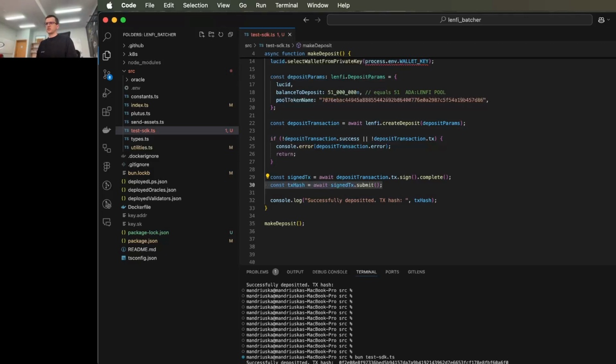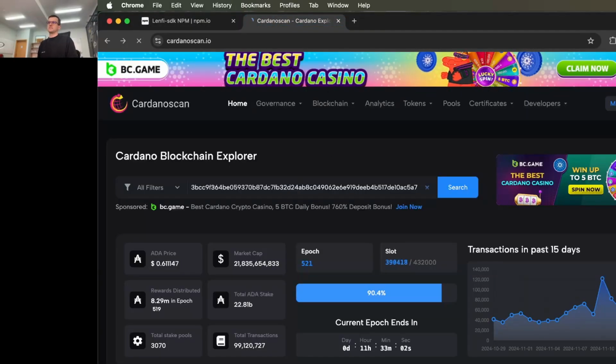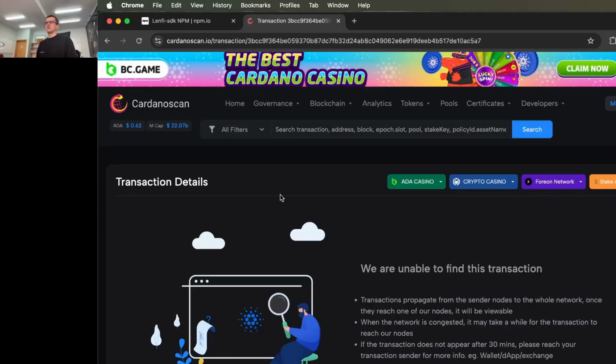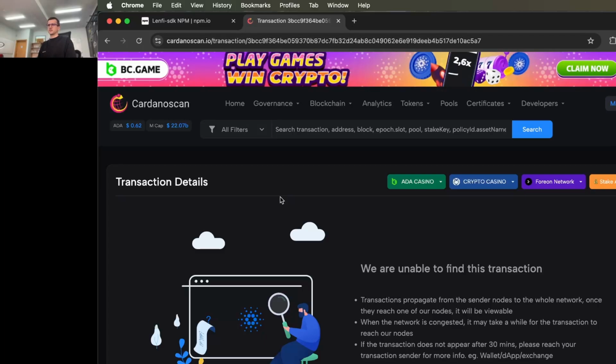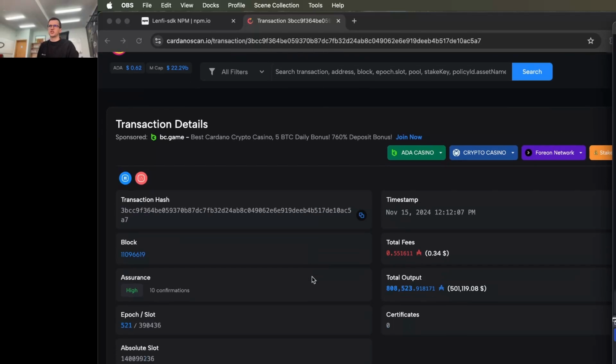I got a transaction hash. We'll try to see if it's already on chain. It's not yet. It's in the mempool. Let's wait for a couple of seconds. All right, you can see that the transaction was confirmed on the chain.